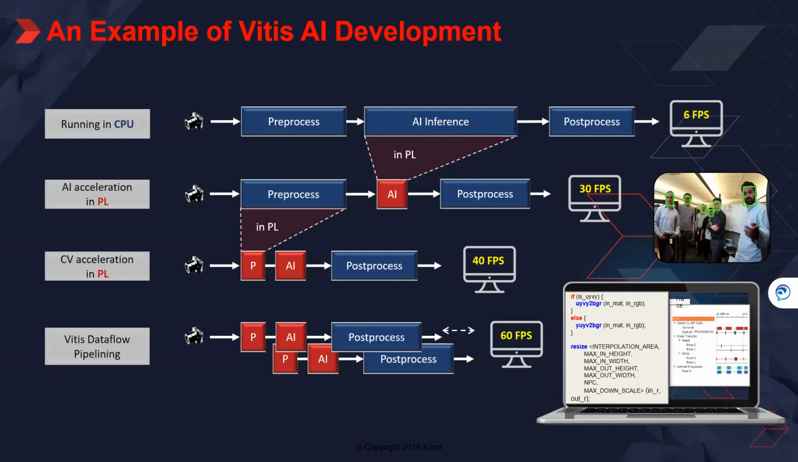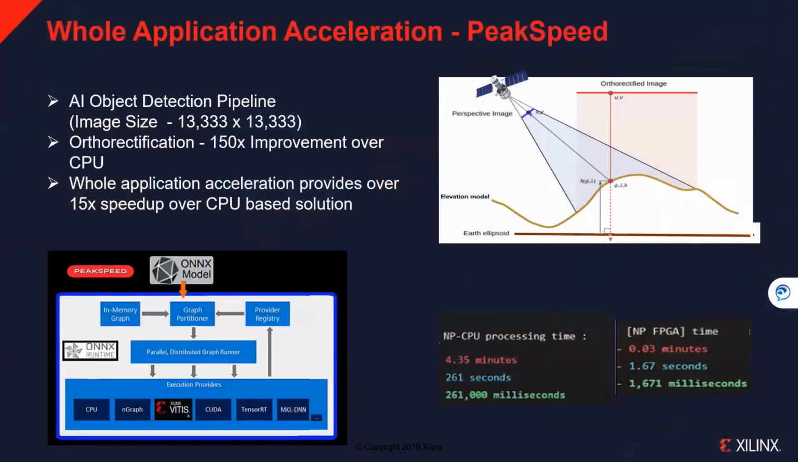I'll give you one more customer example where whole app acceleration really helped the end user. This is a customer called Peak Speed. They have an AI object detection pipeline on satellite images. These images are really high in size, the resolution is like 13,000 by 13,000. In that pipeline, the object detection is one part, but even before object detection, there are some processes that happen on the images.